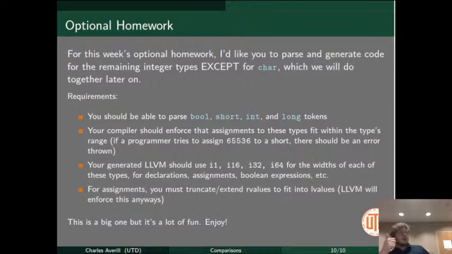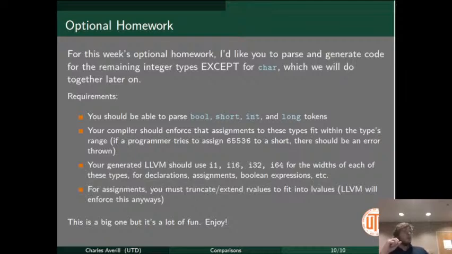So I want short, int, and long tokens. Don't worry about unsigned long or long int or anything like that. Just short, int, long. Your compiler should enforce that assignments to these types fit within the type's range. So if a programmer tries to assign 65,536 to a short, which is out of its range, there should be an error thrown.